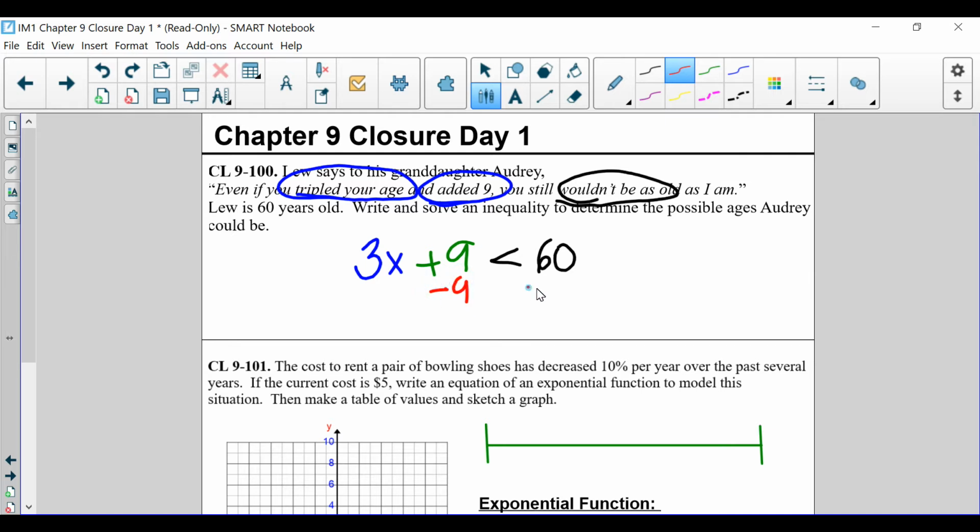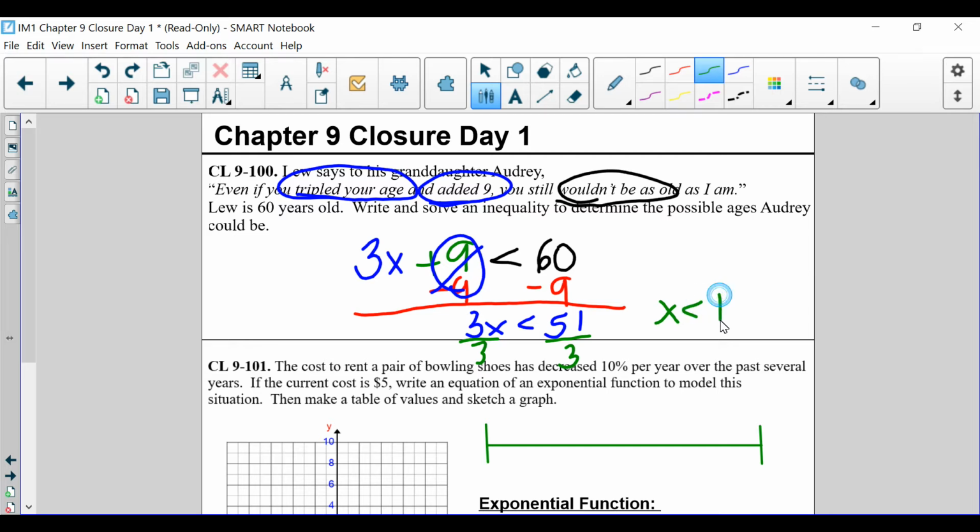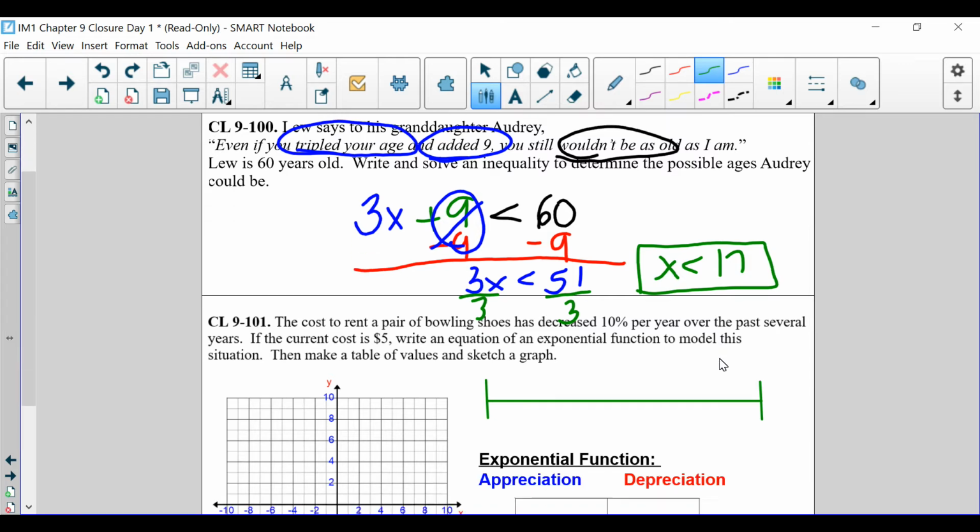Remember, inequalities are solved very similarly to equations. All it is, is that instead of an equation, we've got an inequality. So we've got 3x is less than 51. Then we're going to divide by the coefficient, which is 3. I hope that you're solving it with me. That way you can ensure that you have the right answer. Okay, then we get 17. So that means that Audrey is less than 17. All right, so that's her age according to the information given. How'd you guys do? Hopefully you got it right.